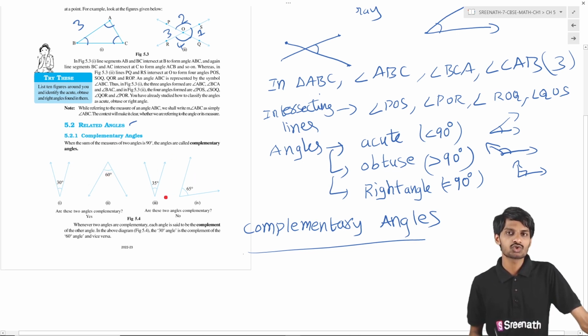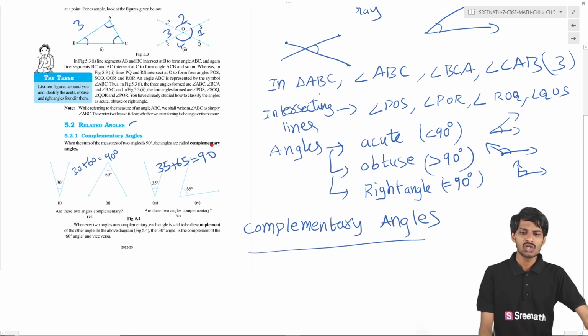Now observe these two angles. Here the angle is 35 degrees. Here the angle is 65 degrees. Just add these two. How much will you get? 30 plus 60 is equal to 90 degrees. In this case also, 35 plus 65. How much? It is also 90 degrees.